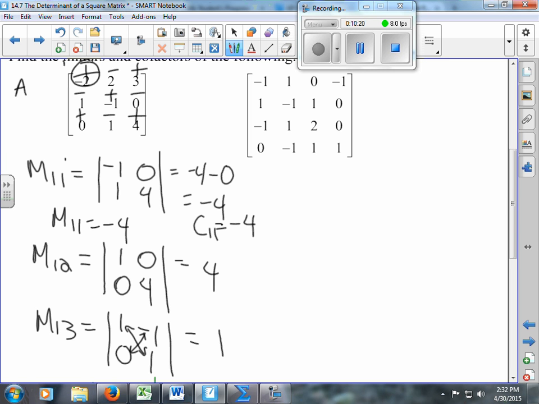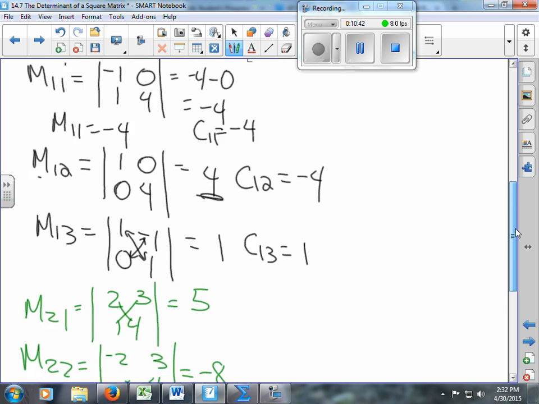But now let's go to our minor 1, 2. What's cofactor 1, 2? That's not going to be 4. That's going to be negative 4 because minor 1, 2 lands on the negative spot of the checkerboard. So cofactor 1, 2 is negative 4. And cofactor 1, 3 is going to stay the same because that's in the positive spot.